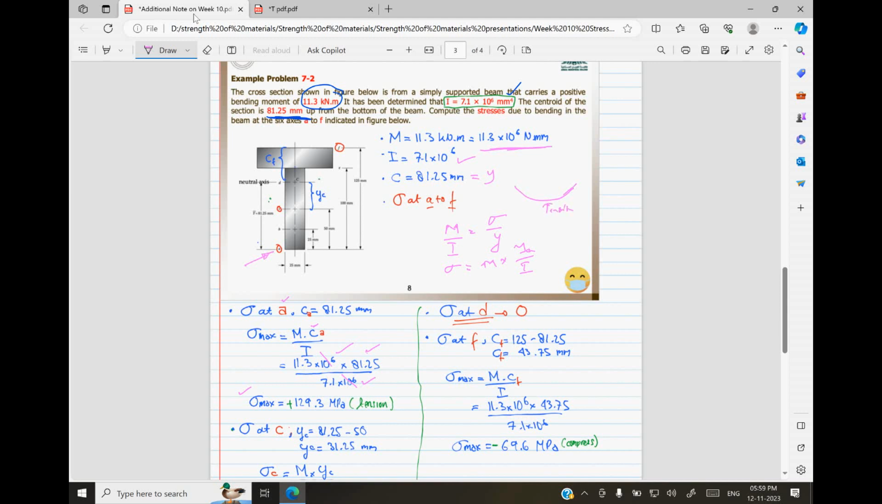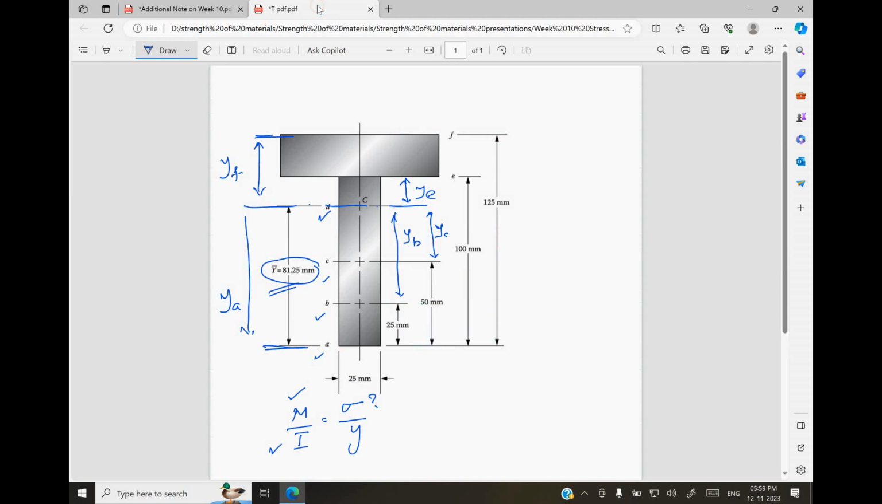So it is tension. That's why it is written over here, tension. Now let's go to the next point. Your next point is y at this point, is it not? So I need the value of yb. What is the value of yb?